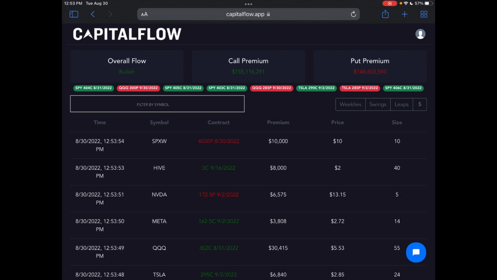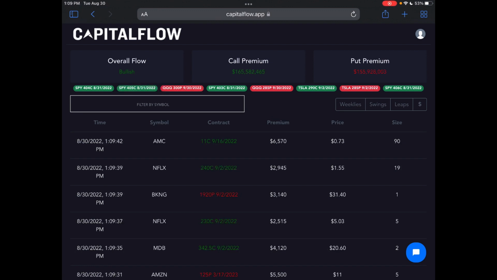So the overall flow is useful because it's going to give you an idea of what side of the market the big money is really on for the day. And like I was saying at the beginning, you typically don't want to be on the opposite side of the big money. So when you come in, you can check the overall flow first, and that gives you a sense of which direction you need to be looking to play.